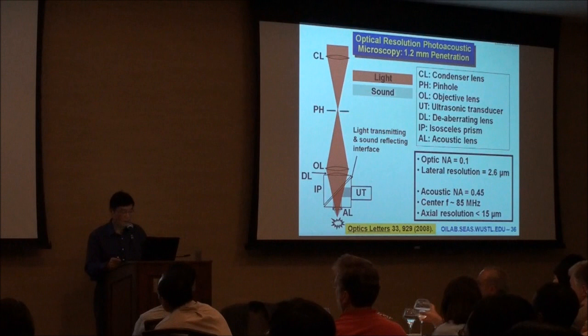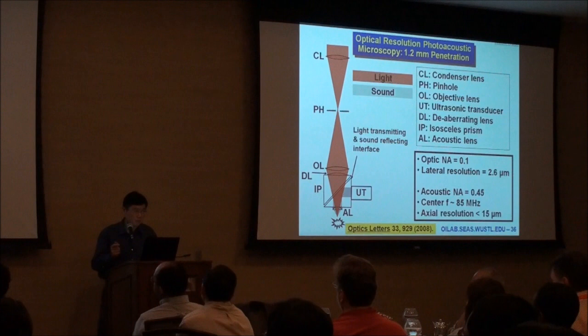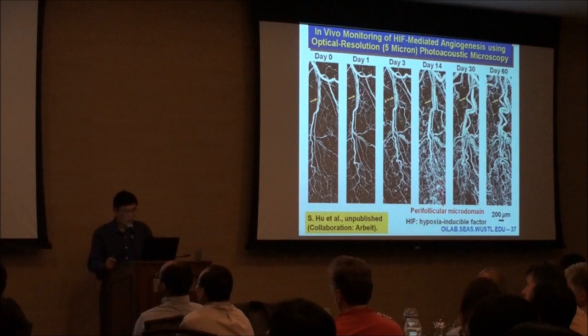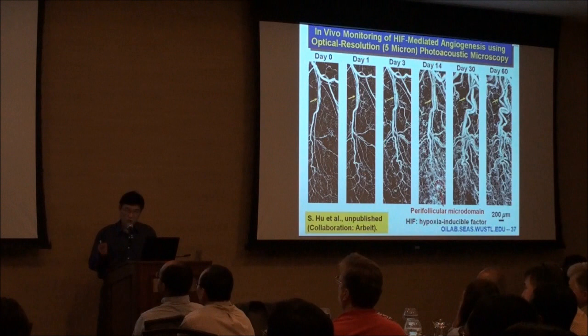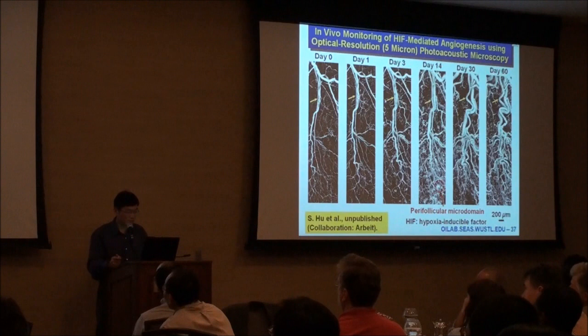By focusing light using various numerical apertures, you can get different resolutions. And so, for example, one of the versions gives you about 2.6 micron transverse resolution. So for this version, we had 5 micron transverse resolution. As we know, the smallest blood vessels, capillaries, have average diameter of 5 to 7 microns. So at this resolution, you can see the smallest blood vessels already. And we use this to study angiogenesis.